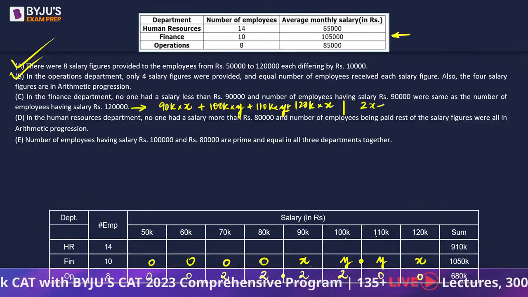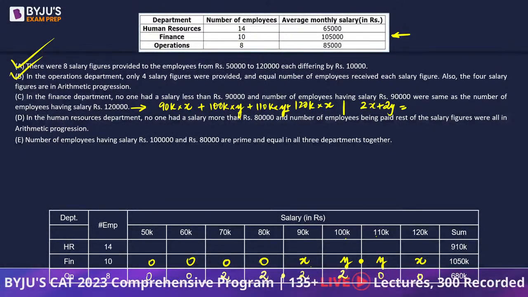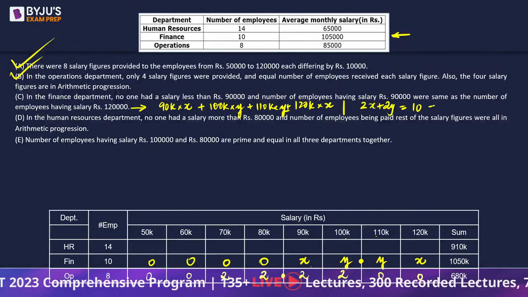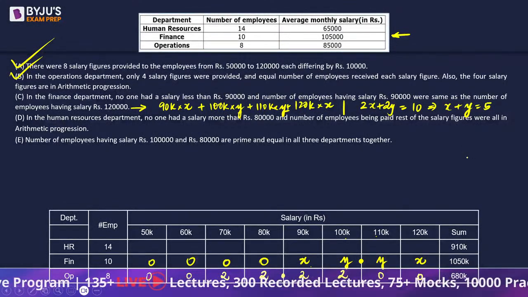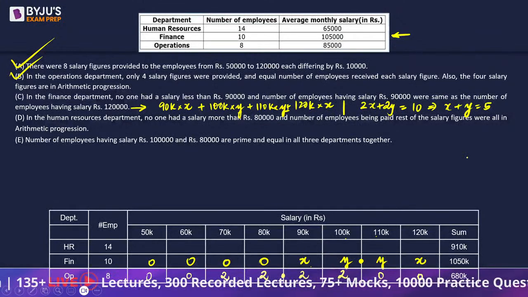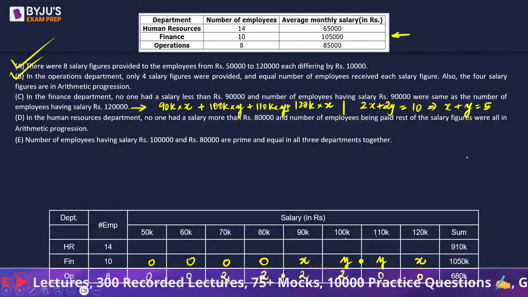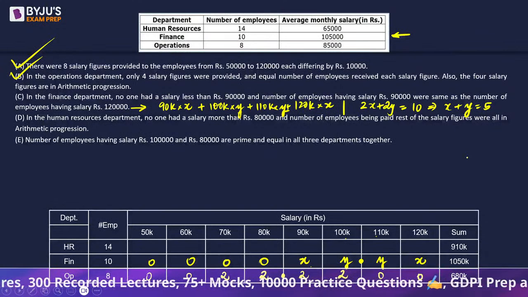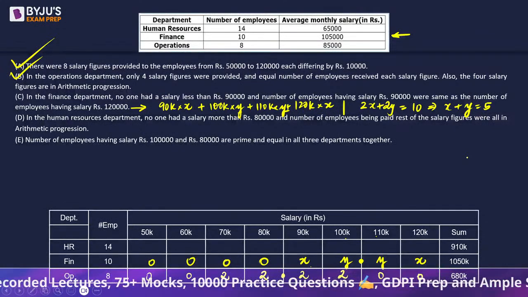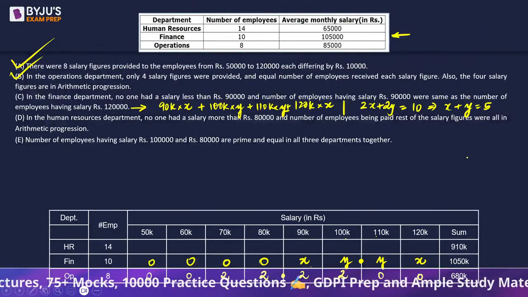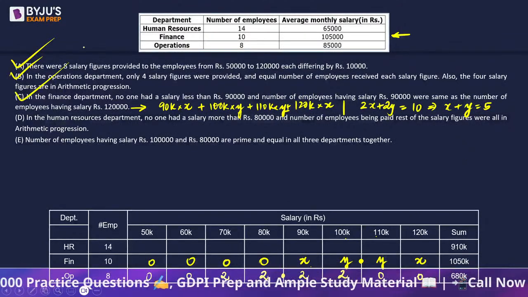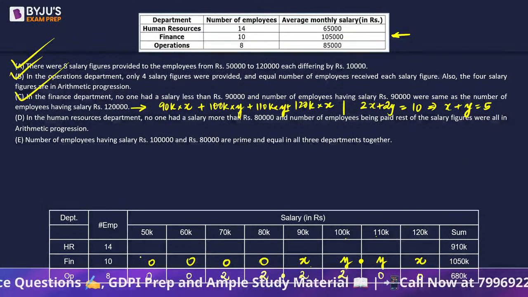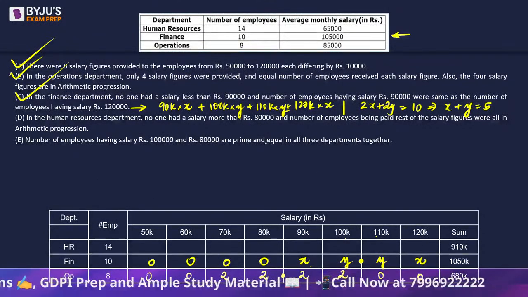So from here we can say that 2 times x plus 2 times y, itne sare employees, that is equal to 10. So this gives us x plus y is equal to 5. So x could be 1, y could be 4, x could be 2, y could be 3, x could be 3, y could be 2, and so on and so forth. X even can be 5, okay, such that y is 0. This is done. Next, in the HR department, no one had a salary more than 80,000.